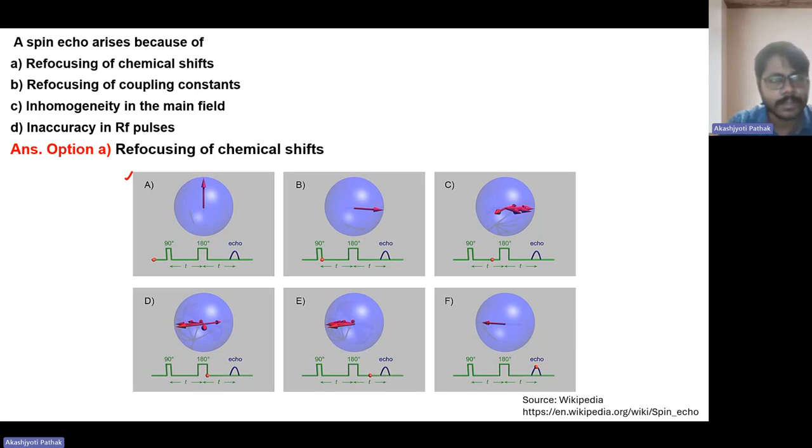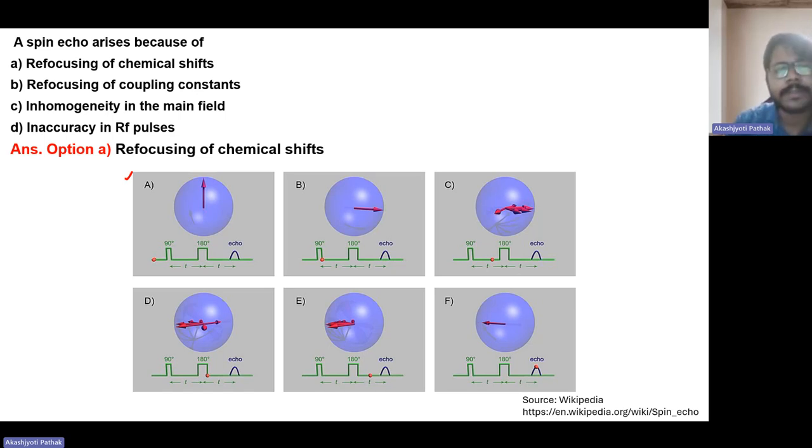Refocusing of chemical shifts. In case of INEPT, we'll get refocusing of coupling constants. But in case of spin echo, the option is option A, right? Refocusing of chemical shifts, right? So this is the chemical shifts. That concept was discussed in the first week, and that is the basis of NMR spectroscopy. I think you remember this.